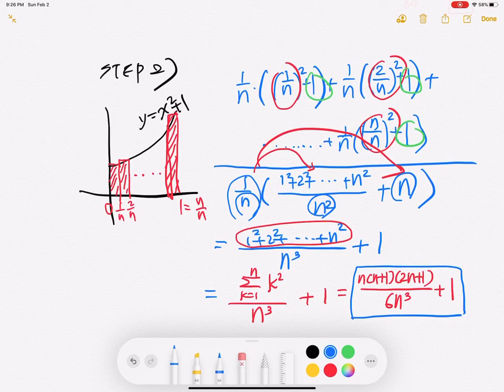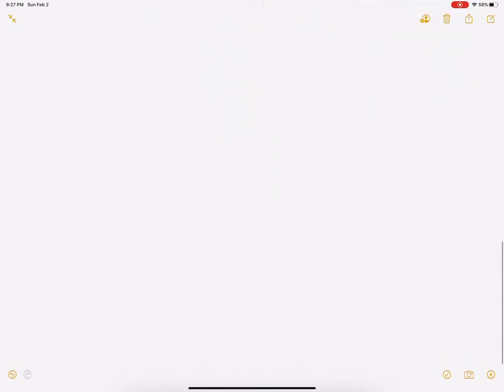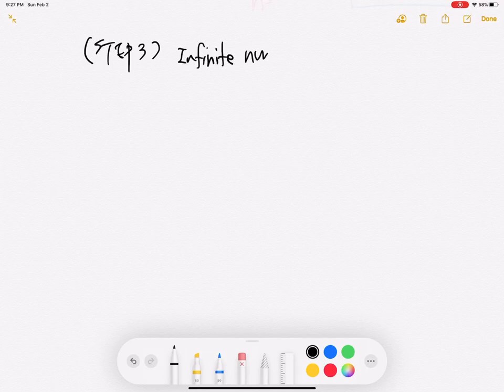Okay, let's go to step 3. In step 3, I'm going to find now not just the area of n rectangles, right? I'm going to find the area of how many rectangles? An infinite number of rectangles. How many? An infinite number of rectangles. How can you find that?